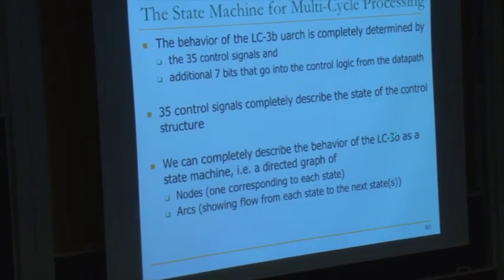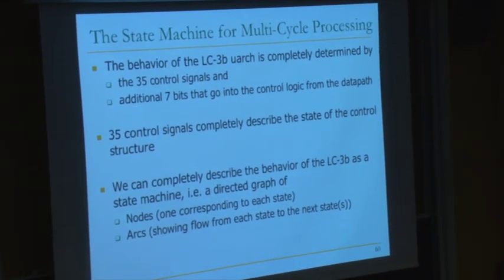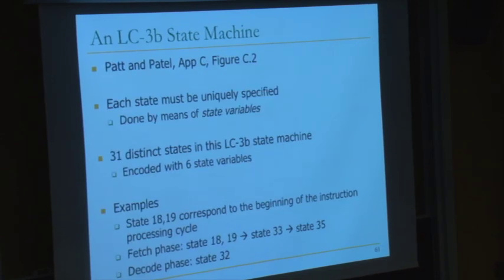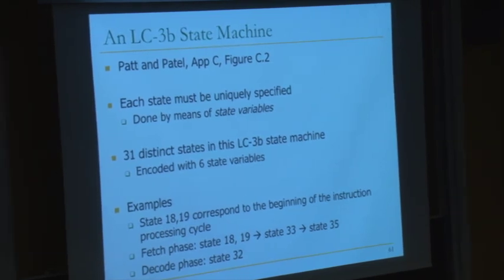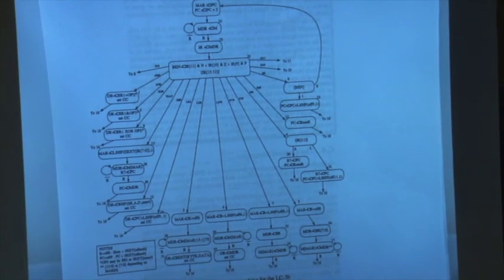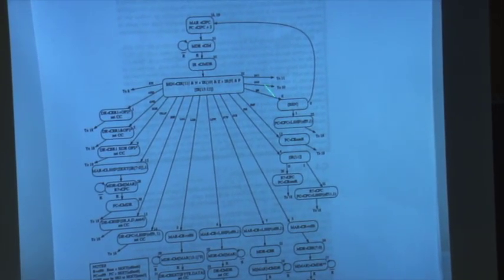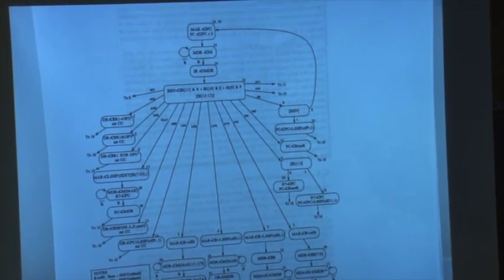Which means that you can completely describe the behavior of LC3B as a state machine, as a directed graph of nodes and arcs. A node corresponds to a state, and arcs show the flow from each state to the next state. And this is your state machine, which I've already shown you. Let's zoom out a little bit so that you can see the entire thing. But I guess you all know what a state machine is, right? You've dealt with it very well in 240. So I'm not going to cover all of these. But if you look at this, this actually has 31 distinct states encoded with 6 state variables.